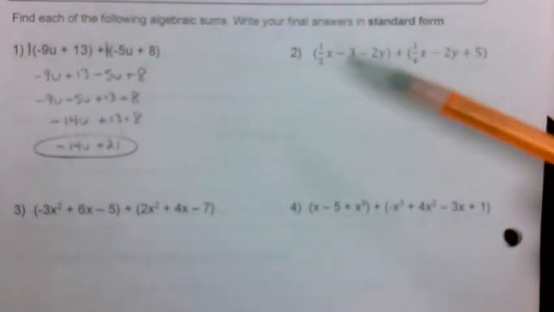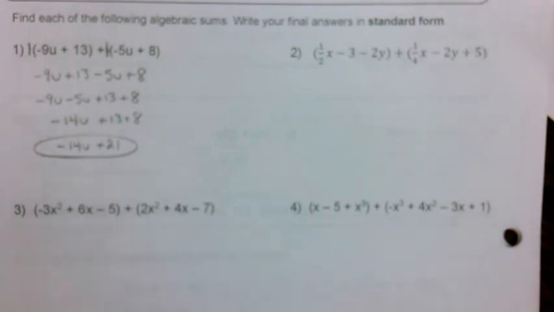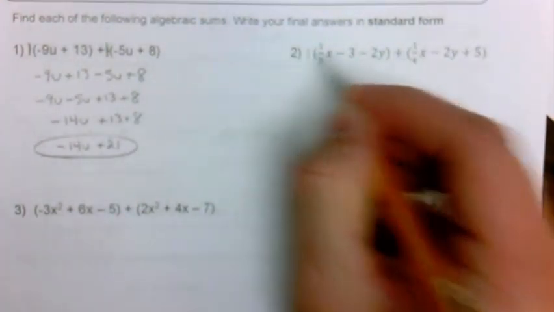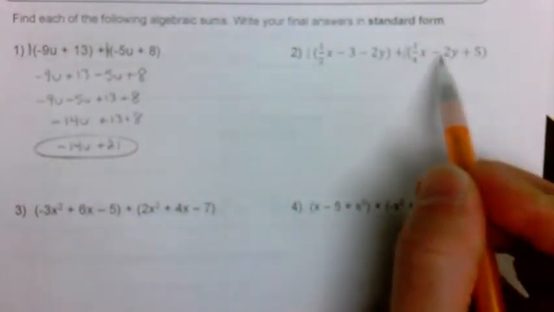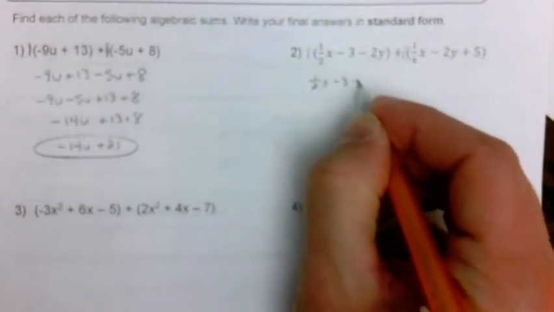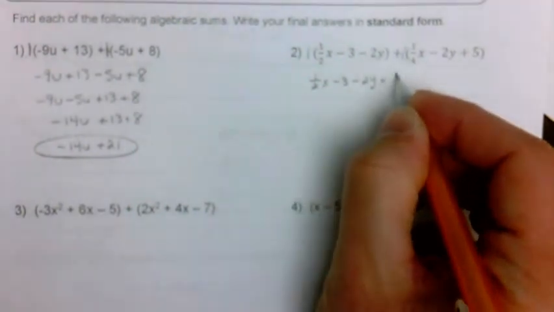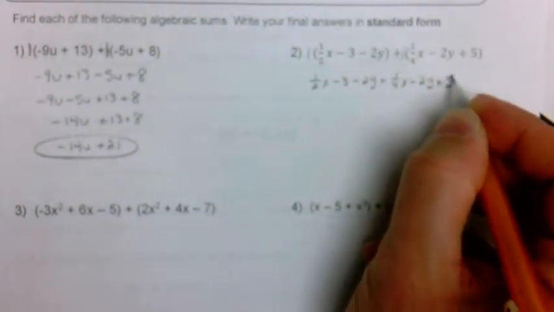In our next example, we have the expression 1 half x minus 3 minus 2y, and we're going to add it to the expression 1 fourth x minus 2y plus 5. Remember that we have a 1 in front of each set of parentheses here, so we're going to distribute 1 to each term first. But again, multiplying by 1 isn't going to change the signs of the terms. So we're going to have 1 half x minus 3 minus 2y plus 1 fourth x minus 2y plus 5.